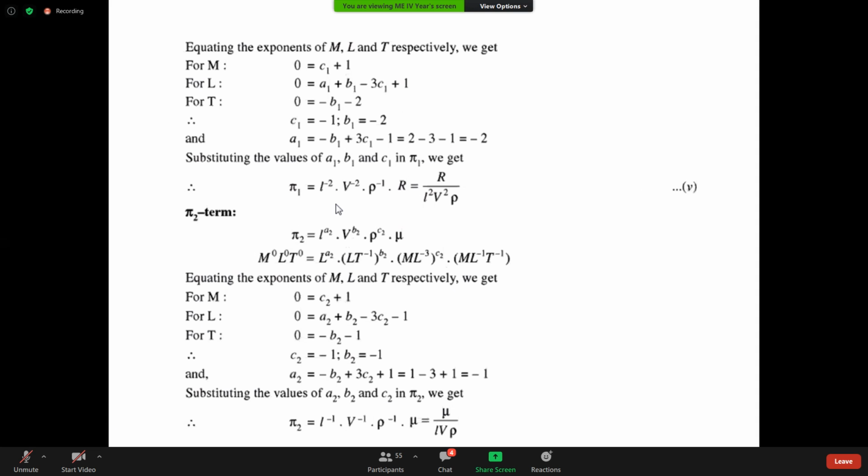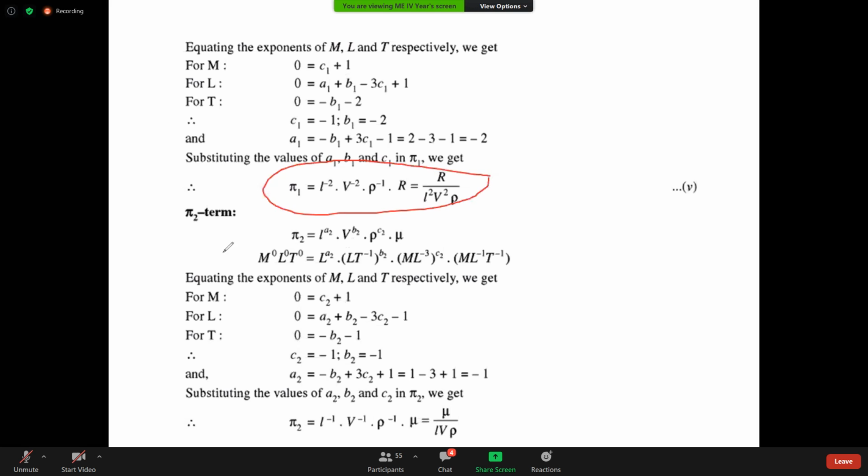Phi 1 is equal to A1 is minus 2, B1 is minus 2, C1 is minus 1 into R. So this R is equal to R by L square V square by rho. Right? So this is the phi 1. Now we got the phi 1 value.